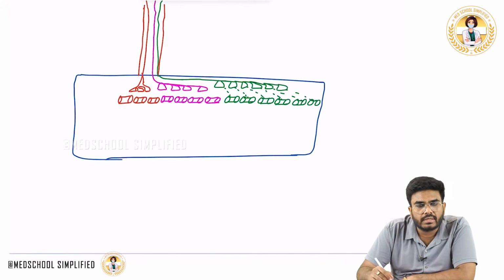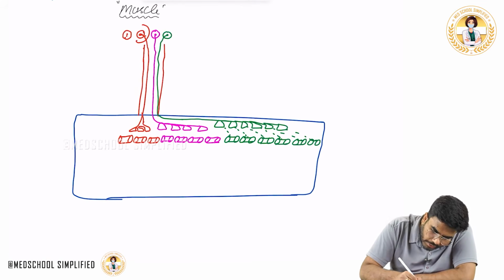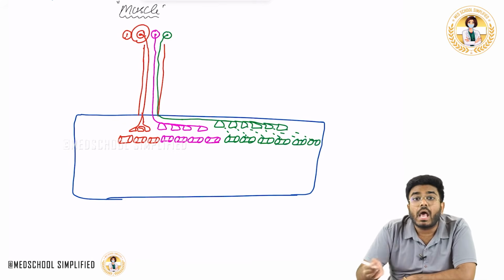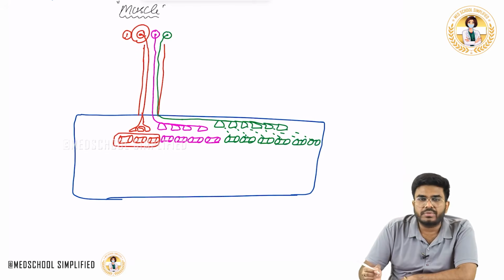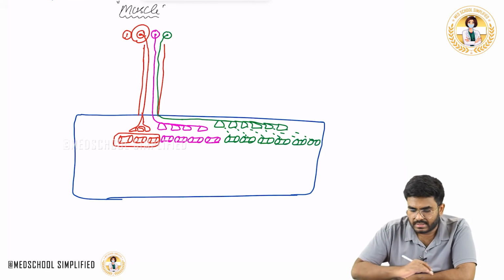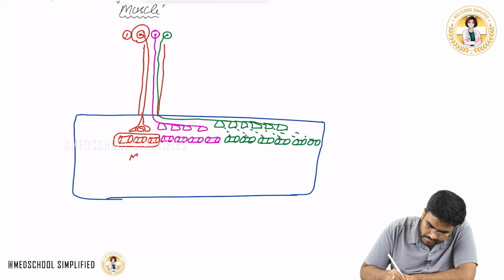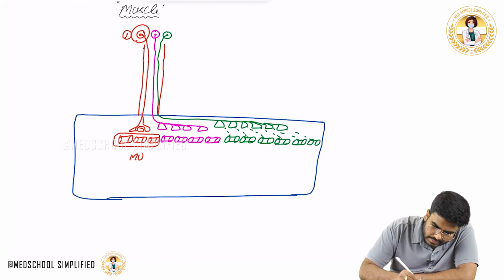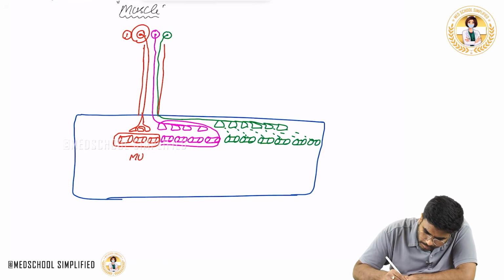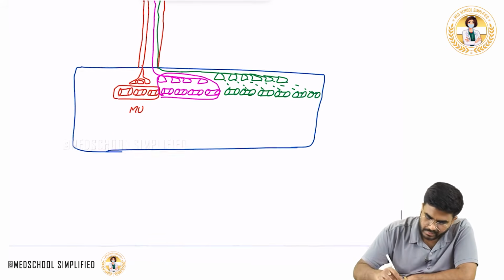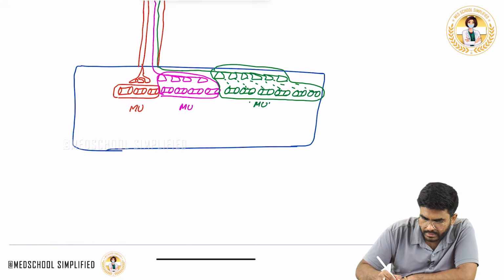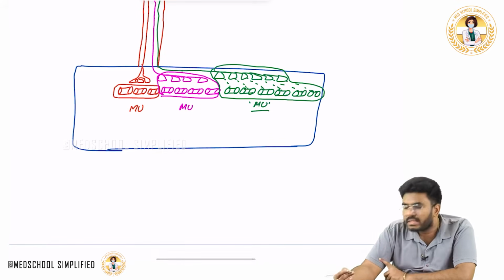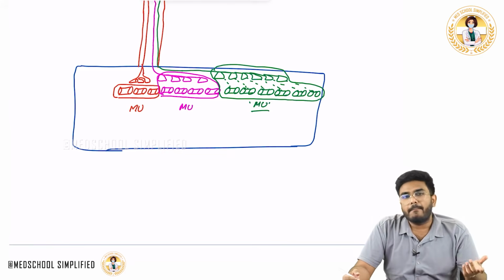So, what exactly is a motor unit? Motor unit means one motor neuron, along with its muscle fibers. However many muscle fibers are innervated, it is called one motor unit. So, in this image which I am showing you, here is one motor unit, and here is the second motor unit, a neuron along with its muscle fibers. And this third one is a separate motor unit. Okay, understood?